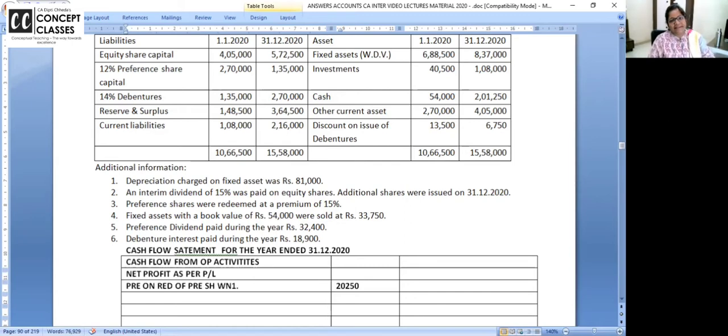20250, add back. Why add back? It is debited in the P&L, so there is an outflow there, and there is also an outflow in financing activity. So financing is correct. This is not an expense related to business. Add non-trading expense, that table which I gave you today in the beginning of the class.